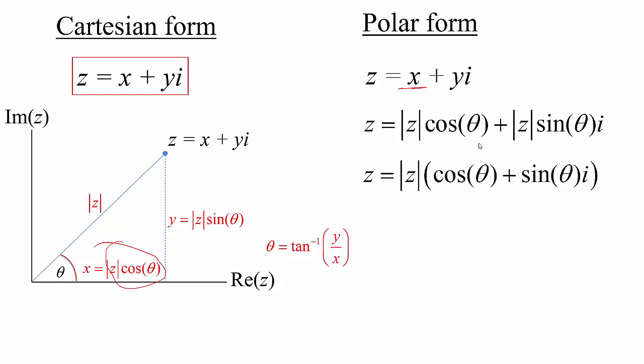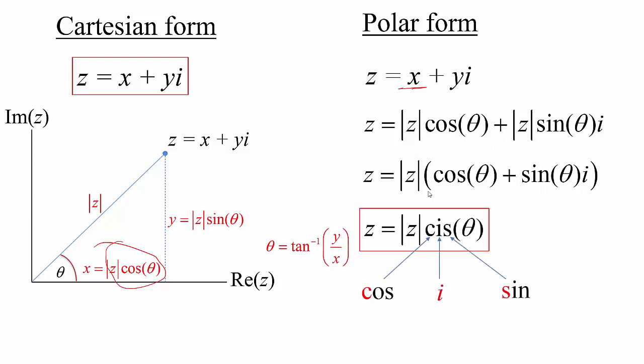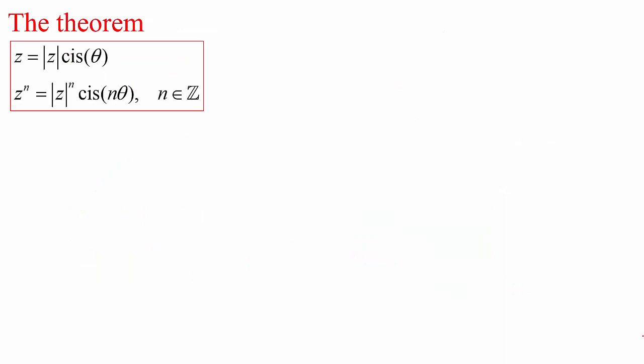And we can simplify that a bit more by taking out the magnitude of z as a common factor, like that. And we can abbreviate the expression and write cos theta plus sine theta i as cis theta. And you can see where the letters come from. The C comes from cos, the i is the imaginary component, and S is for sine. So in complex polar form, the complex number z can be written as the magnitude of z cis theta. And here's the actual theorem.